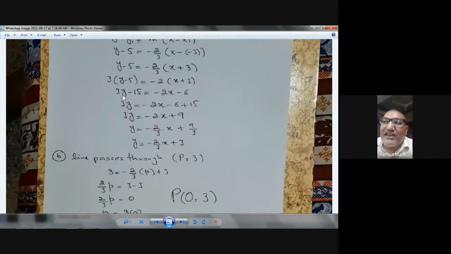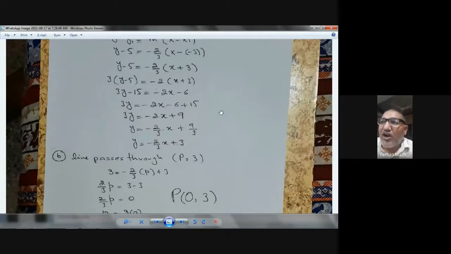So 3y, this minus 15, take it to the other side. So you will have 3y equals minus 2x minus 6 plus 15. That gives you plus 9. So this 3 is multiplying with the y. Take it to the other side. It will divide. There are two terms on the right side, so this 3 will go under both of those terms. So you can see we will have minus 2 by 3x plus 9 by 3. This 9 and 3 can be cancelled. So finally, you will have y equals minus 2 by 3 into x plus 3.